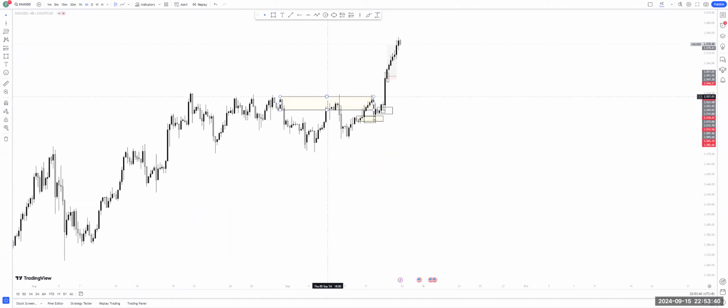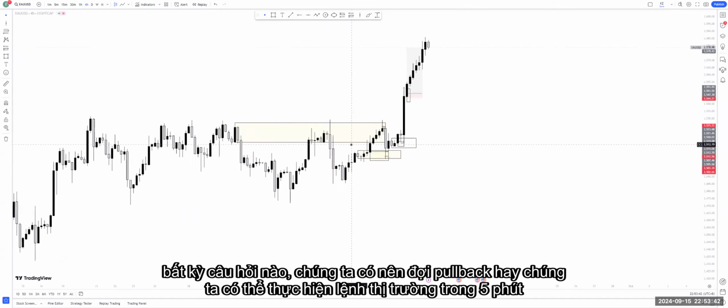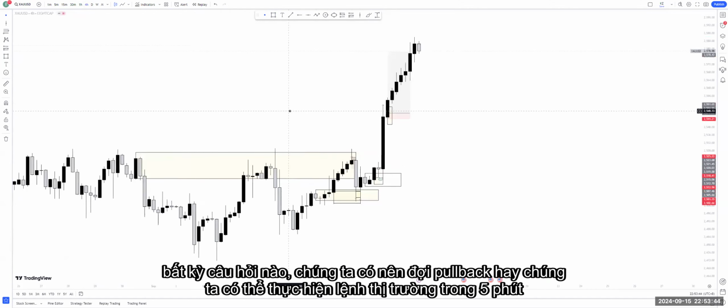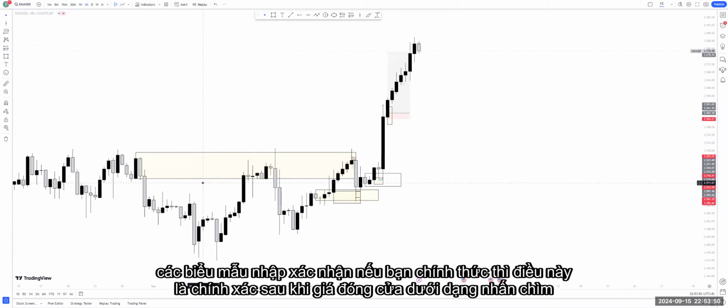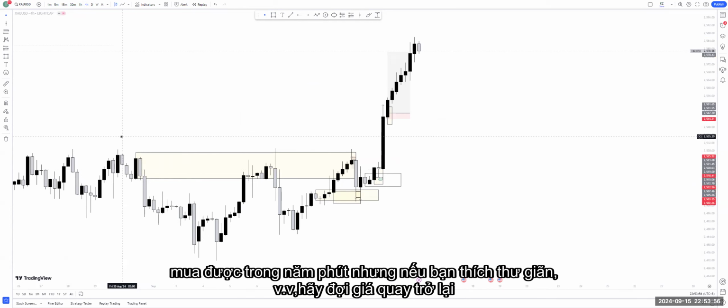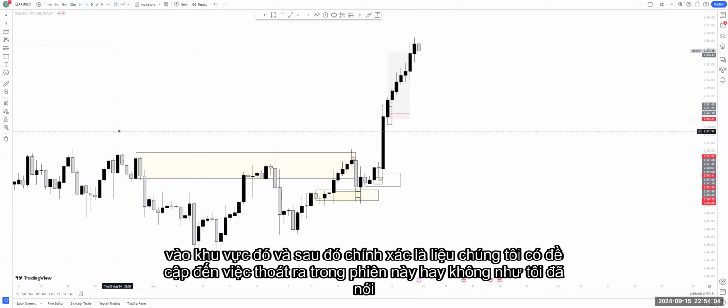Any question? Do we wait for a pullback or can we go with market execution when the 5-minute confirmation entry forms? If you FOMO, execute after the price closes as an engulfing buy on 5 minutes. But if you like to chill, wait for the price to get back into that zone and then execute.